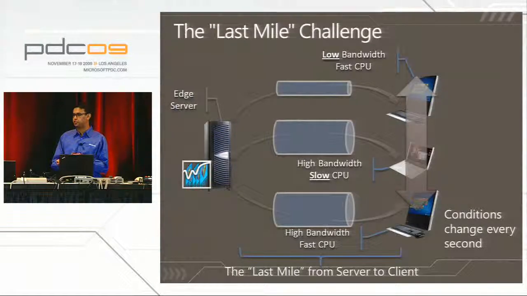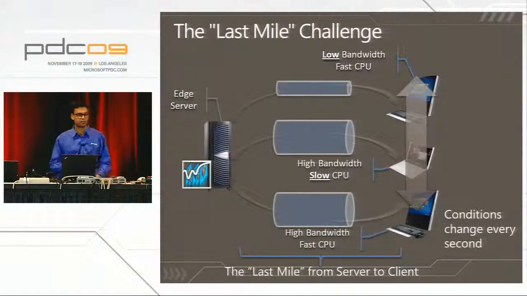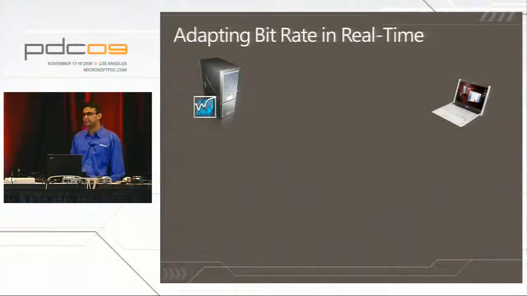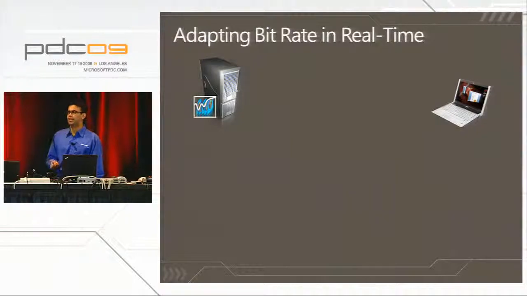So an ideal solution which solves the last mile challenge should be able to adapt to these changes. Okay? And smooth streaming is essentially what can do that, and let's see how it does that.